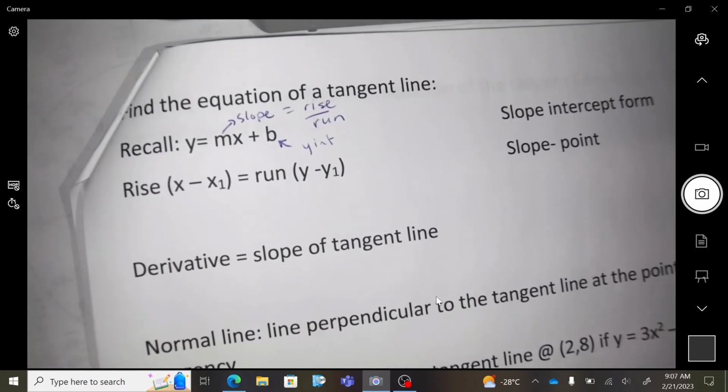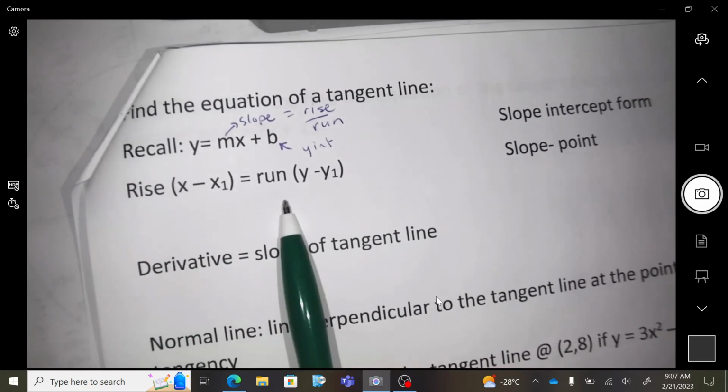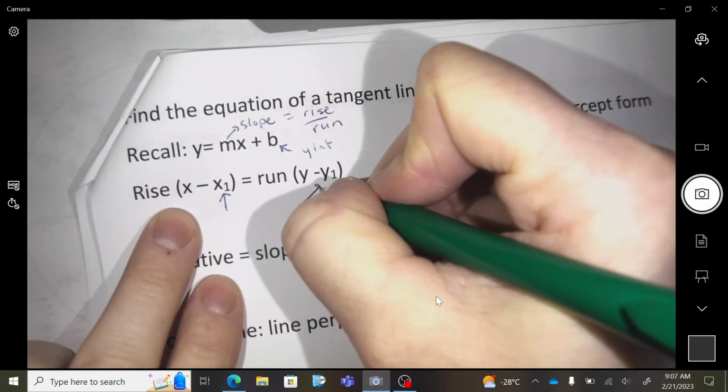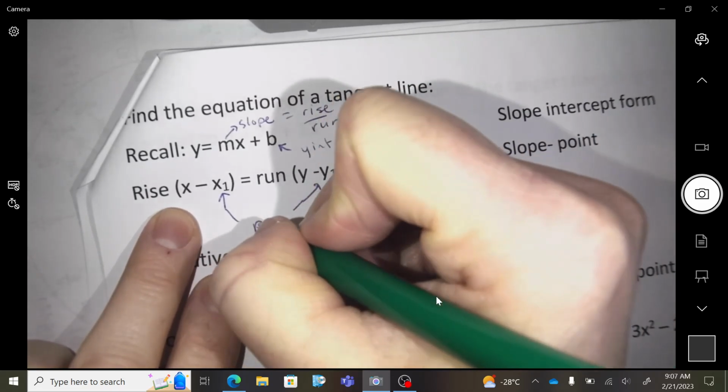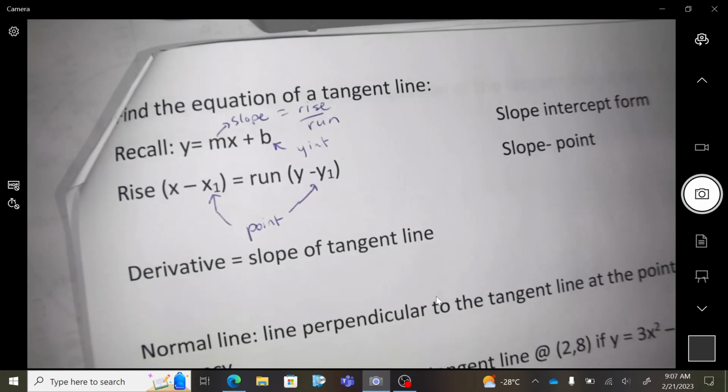Then in grade 10, you also learned how to write linear equations in this form: y minus y1 equals m times x minus x1. Does that ring a bell from grade 10? Where x1 and y1 are the coordinates of a point. So if you have a point and your slope, you can use that form. Okay, and then we know the word tangent line.